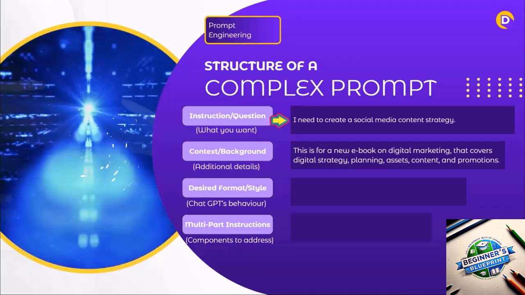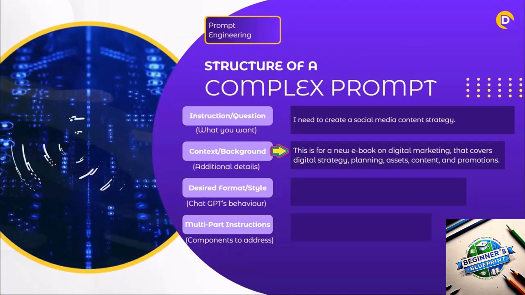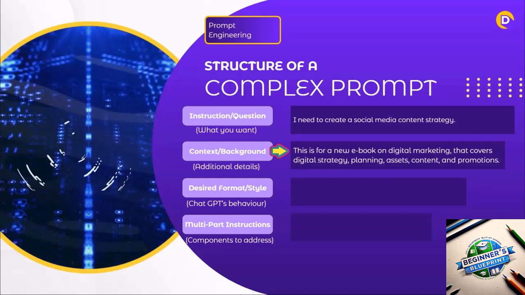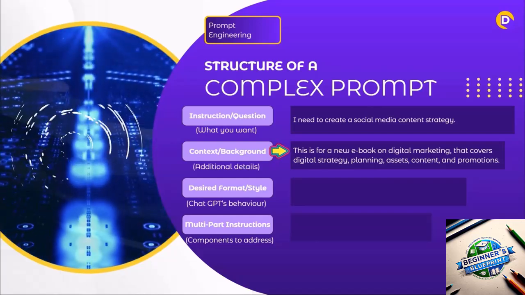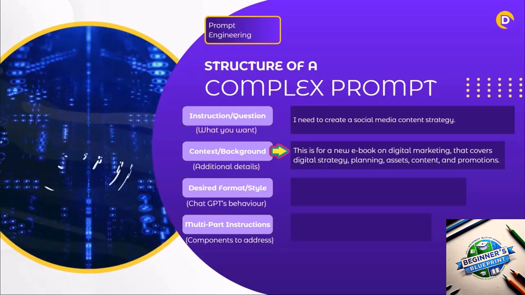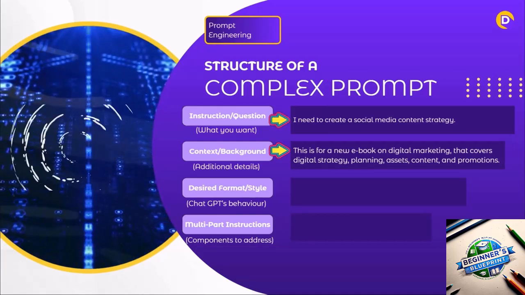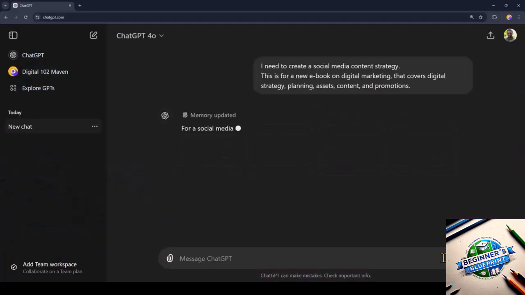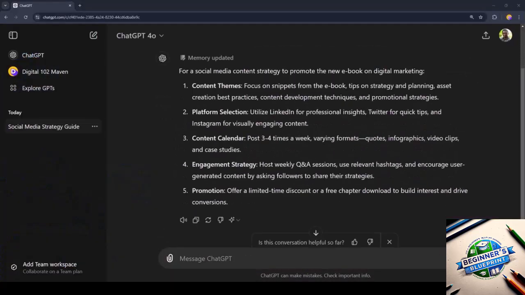I need to create a social media content strategy. This is for a new ebook on digital marketing that covers digital strategy, planning, assets, content, and promotions. First, let's put just this section into ChatGPT to see how it responds. The response covers a strategy outline, including content themes, platform selection, content calendar, engagement strategy, and promotion. This essentially explains what to do.